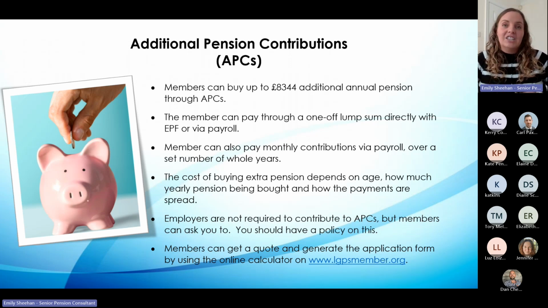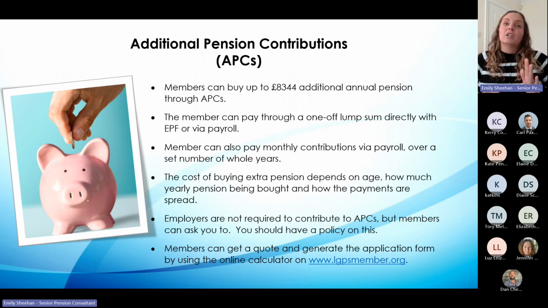It's an age-dependent calculation as to how much it's going to cost. The older the member is, the more expensive it is going to be. So it's one of those things that you've got to start when you're 21, not 61. You don't have to contribute to the APCs. The members can ask you to contribute to the APCs, and you should already have a discretions policy on this.